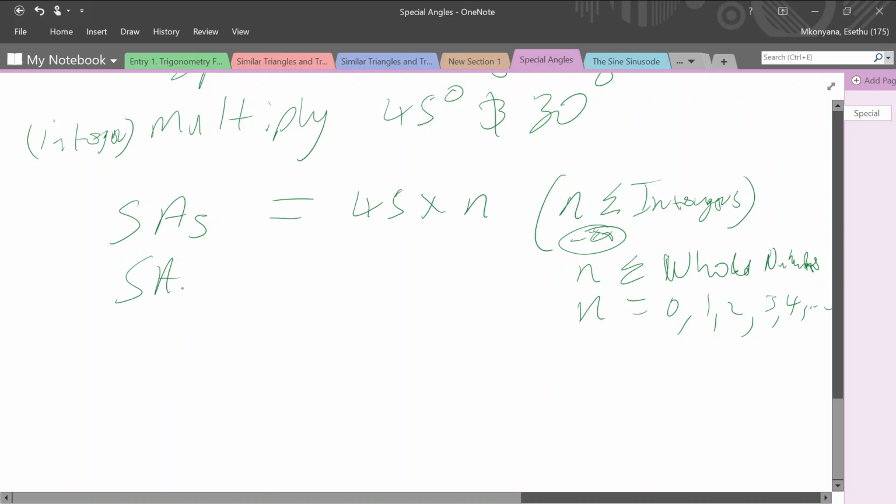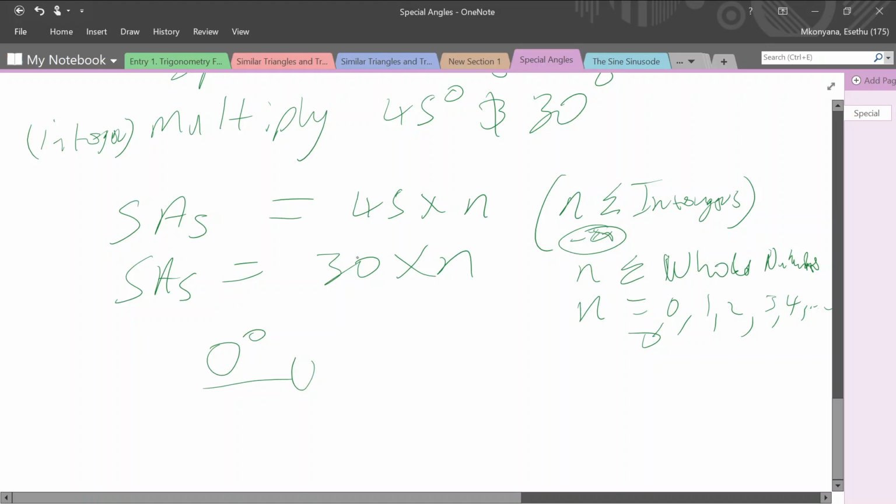Another case of special angles is 30 times n, following the same procedure. So 0 is a special angle because when n is equal to 0, which is the first case, 30 times n will be 0. When n is equal to 0, the first case for 45, 45 times n will be 0. So 0 is a special angle for both cases. And when you put 1 there, you'll get 30, and when you put 1 there, you'll get 45. So 45 and 30 are special angles.